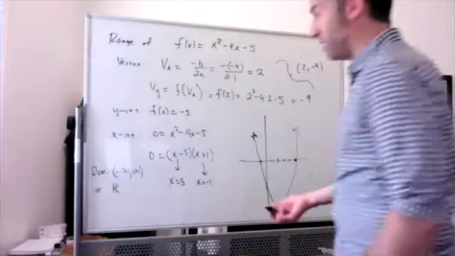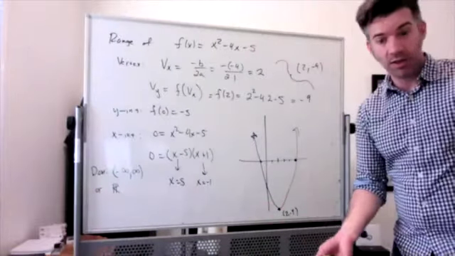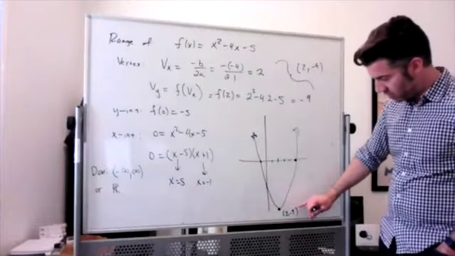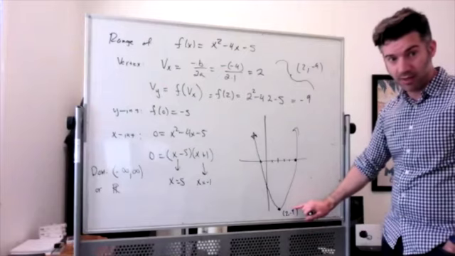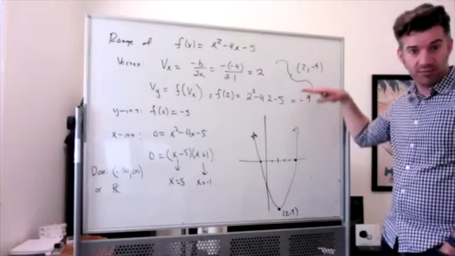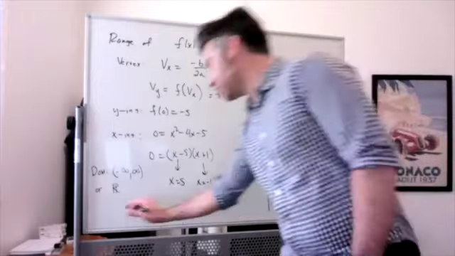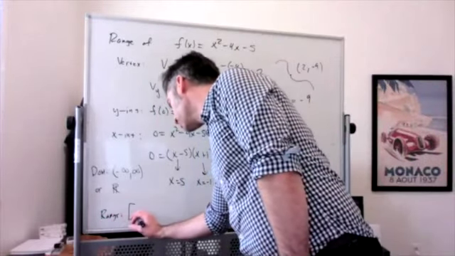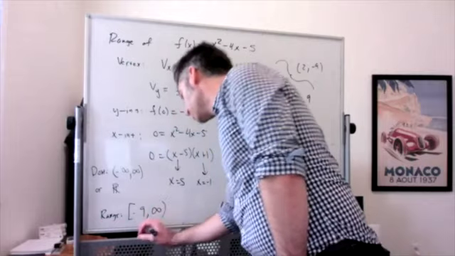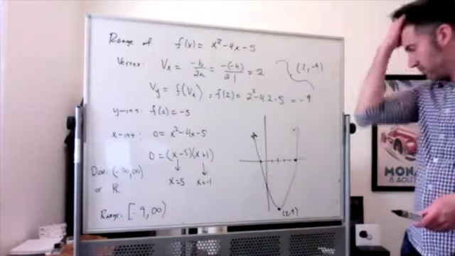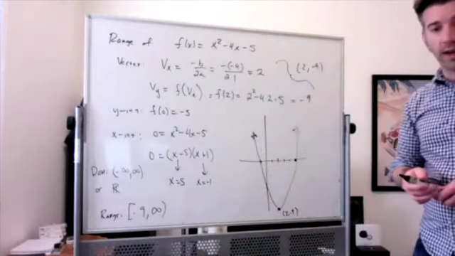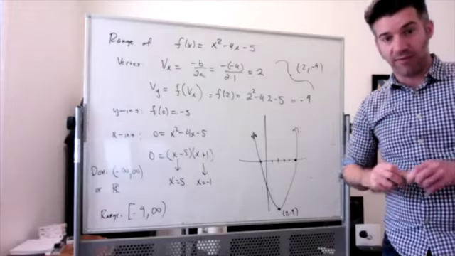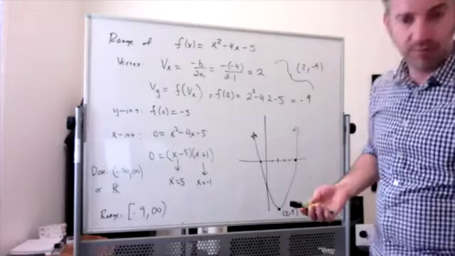The range, on the other hand, is all the possible y values. So the range of this function, well, the y values go as low as negative 9, and they go as high as forever. So the range here is negative 9 to infinity. And that's one way, if we're able to graph a function, that we can see what the range is.